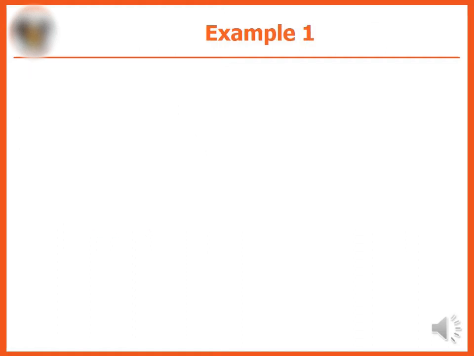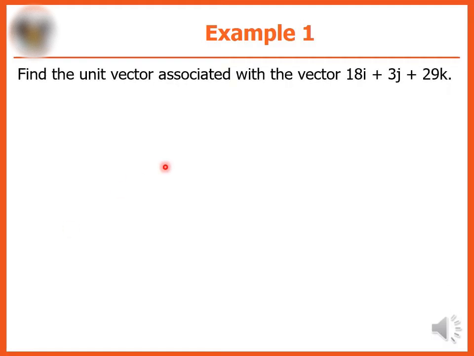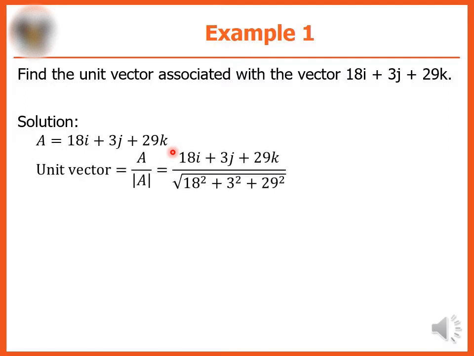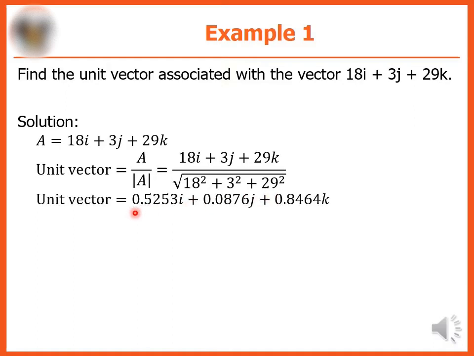First example, we need to find the unit vector associated with the vector 18i plus 3j plus 29k. For your solution, the given is your vector A, 18i plus 3j plus 29k. We need to find the unit vector using the formula vector A divided by the magnitude of A. So it's equal to 18i plus 3j plus 29k divided by the square root of 18 squared plus 3 squared plus 29 squared.